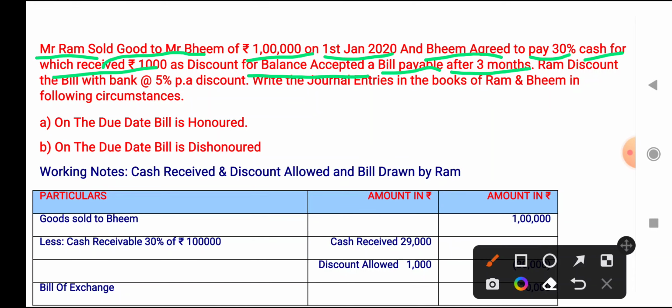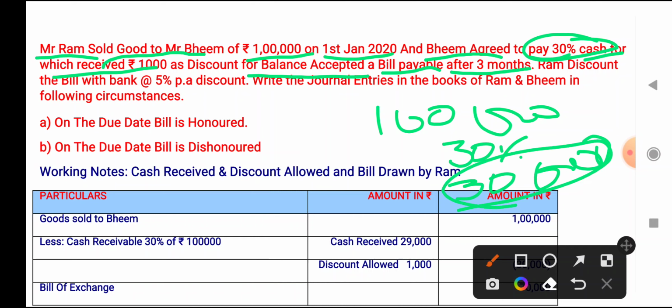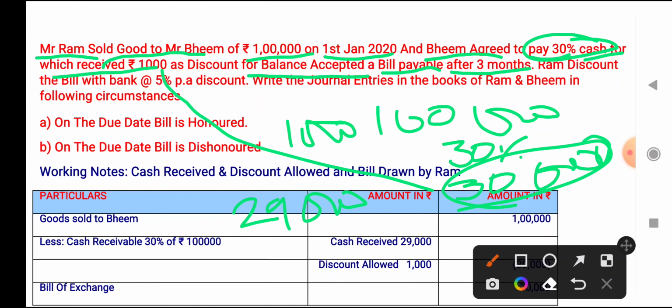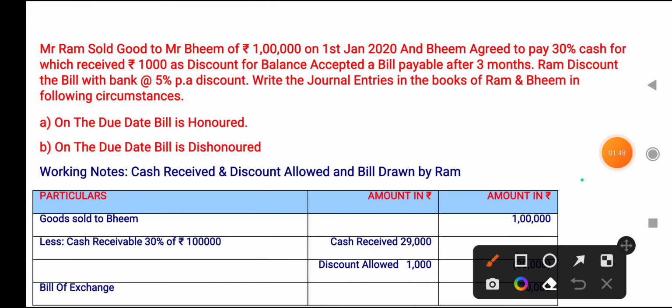So what Ram did? Ram sold goods to Beam for rupees 1 lakh. Okay. And Beam agreed to pay immediately 30%. That means 1 lakh into 30%, it will be amounting to 30,000. Okay. For this he has received 1000 rupees as discount. So how much is Beam immediately paying? 30,000 minus 1000, only 29,000 he is paying. This is the meaning here. Hope you have understood the question till here. So let us see the remaining.